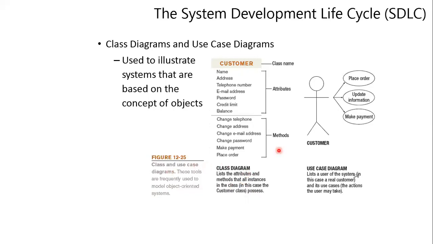This is actually a need: this is the customer, he wants to place an order, update information, make payments. So class and use case diagrams, these tools are frequently used to model object oriented systems. This is a complete diagram which describes the class diagram and use case diagrams. The use case diagram lists the users of the system, in this case a customer, and its use cases, the actions the user may take, explaining what he wants to do: place order, update the information, make payments, etc.